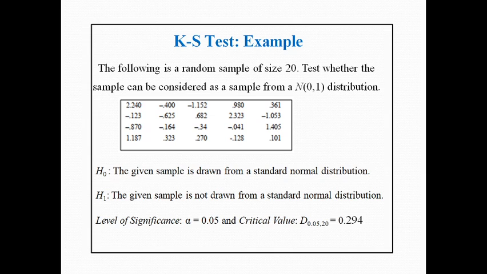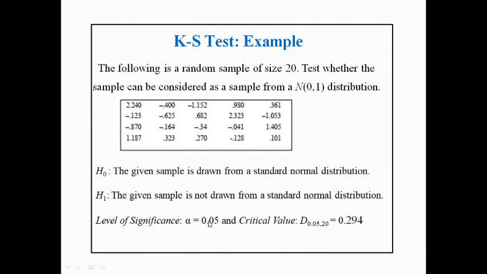Suppose we have a random sample of size 20, that means there are 20 observations, and we want to test whether these observations come from the standard normal distribution or not. That is our objective. So our null hypothesis is that the given sample is drawn from a standard normal population, and the alternative hypothesis is that the given sample is not drawn from a standard normal distribution.